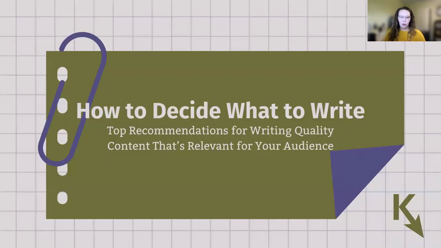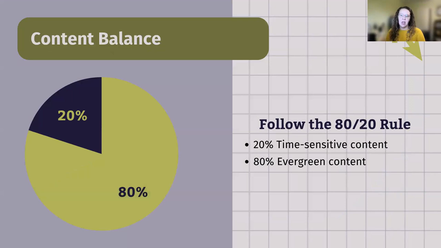So the big issue with blogs is, how do you even decide what to write? We've got some top recommendations for writing quality content that's relevant for your audience. The first is to think about the content balance. When you're considering what to write about on your blog, we recommend following the 80-20 rule. This means that only 20% of the content in your blog is time sensitive and the rest is evergreen.